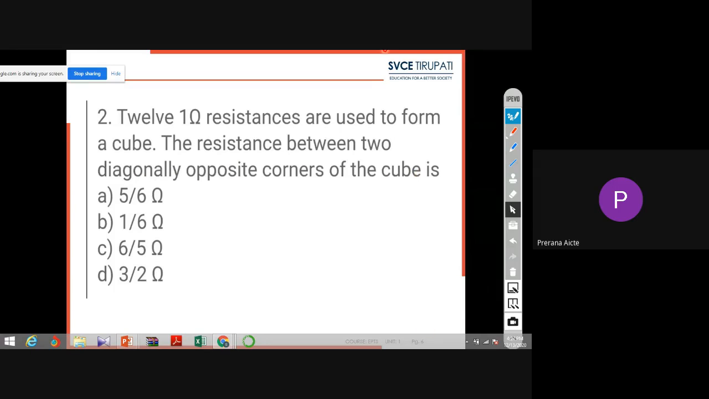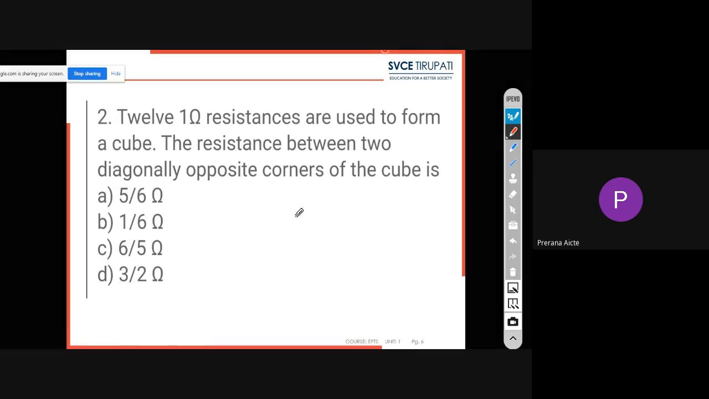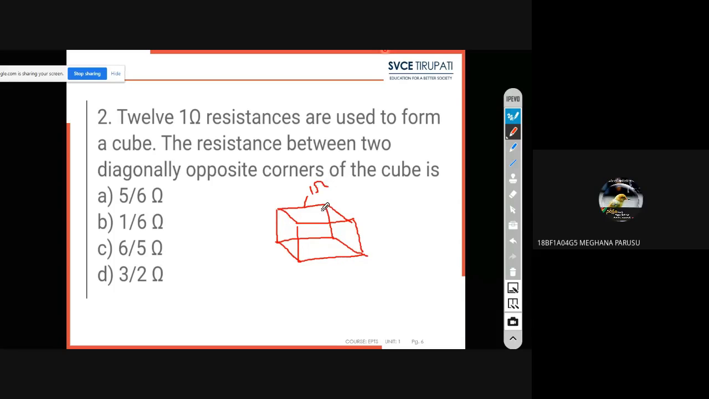So shall I try to draw this cube? See here. The cube has how many branches? 12 branches. So this is the cube. Each branch of the cube is how many ohms? Each branch of the cube is 1 ohm.